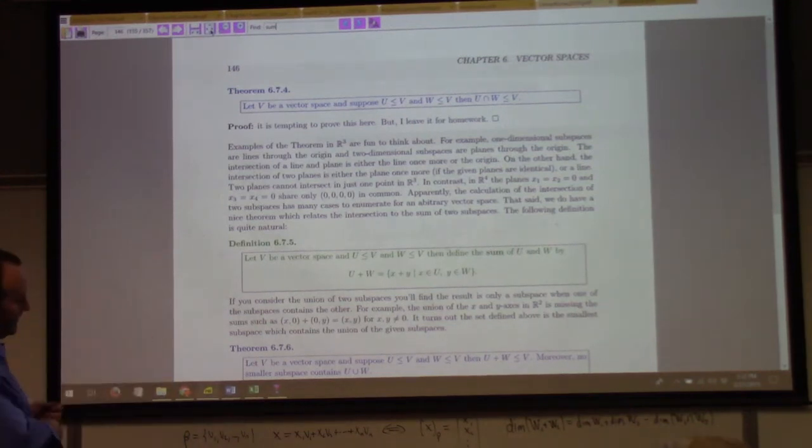I did not prove that for you guys. That's a little bit involved. It takes me about a half hour to prove that one. But the proof is in the notes. I think it's theorem 6.78.